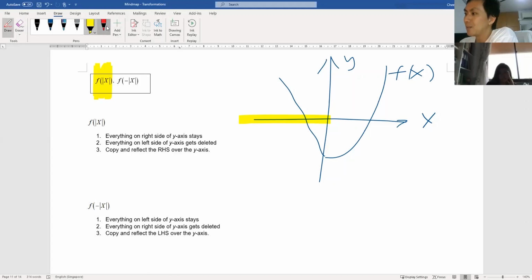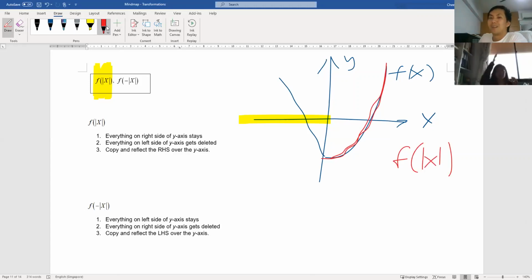So the positive x values guys do not get affected, right? Which means that post transformation, they should still stay the same, right? So based on this original blue graph, the guys on the right hand side can just stay the same. And then what about the guys on the left? How will they get affected? It will be reflected in the y-axis. But how did you come to this conclusion?